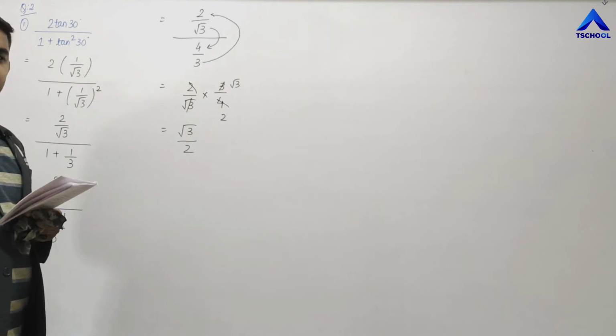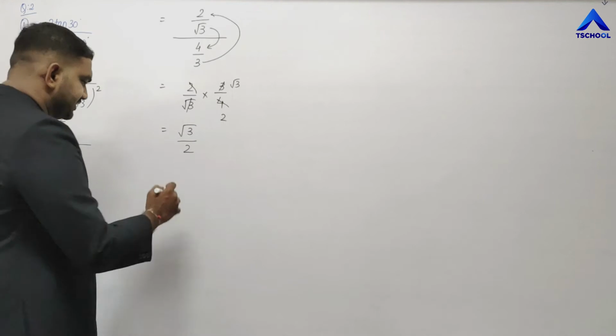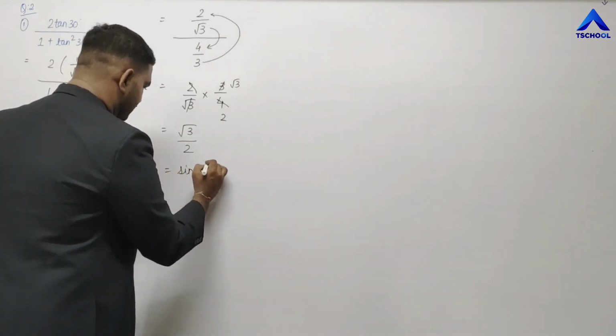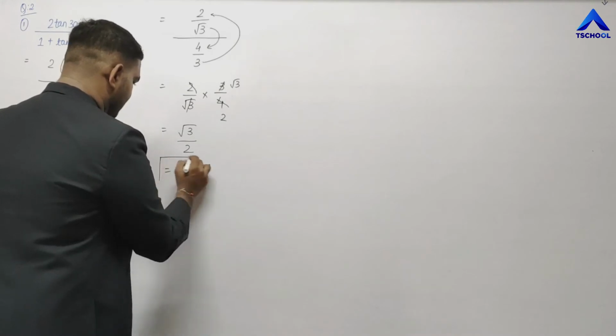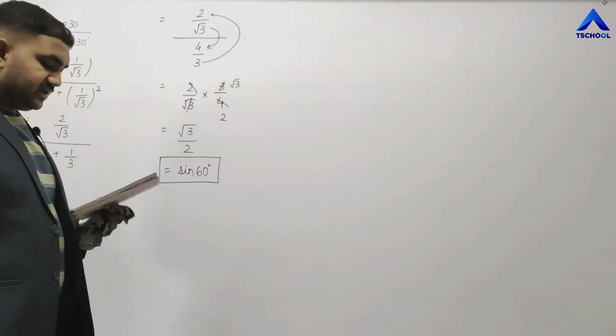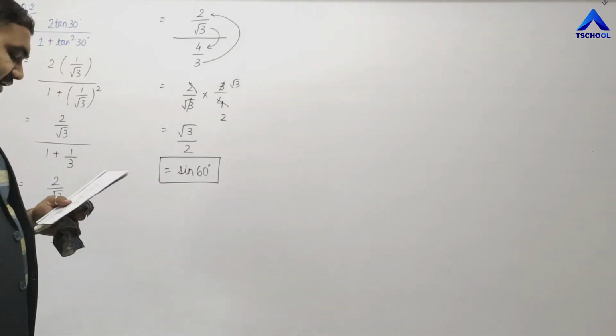Sin 60. What is sin 60? Root 3 by 2 obviously, which is equal to sin 60 degree. You can check out the remaining answers also. This was the first option and that is the correct answer.